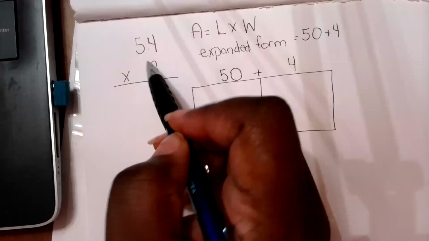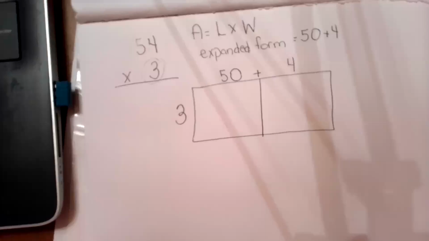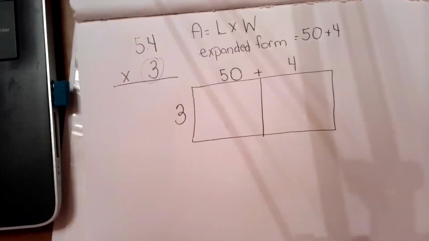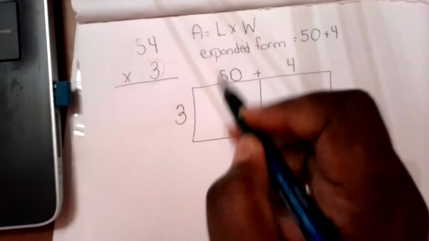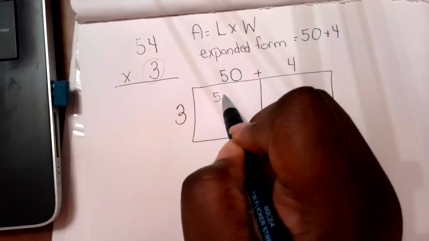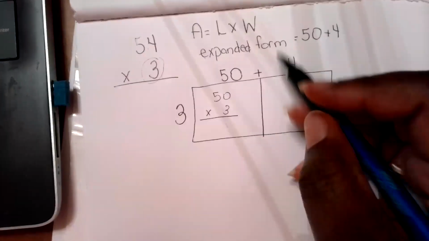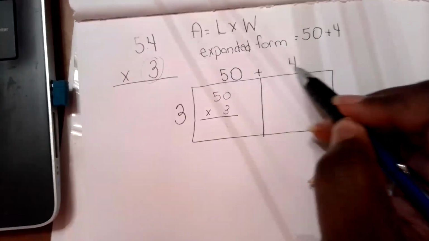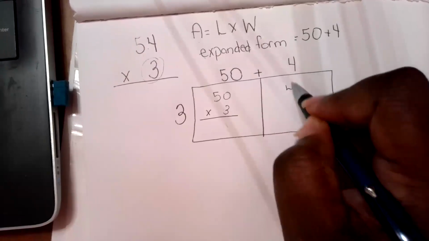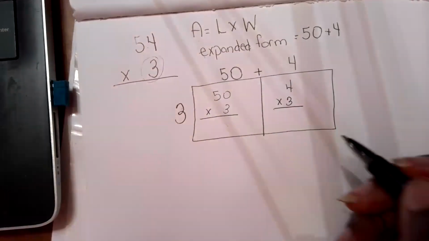Now, my width is going to be my bottom number that I'm multiplying by, my other factor. So 3 would be my width. And I'm going to use the formula area equals length times width. For my first box, I have my length, which is 50, times my width, which is 3. And in my second box, again, area equals length times width. My length for this box is 4 times my width, which is on the side, 3. I'm going to multiply each one.